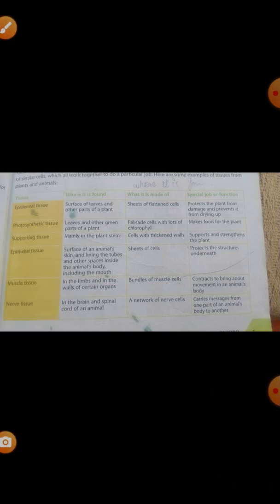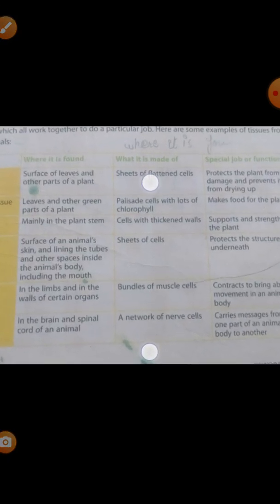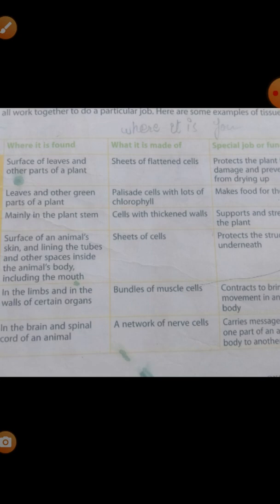Now our next topic is about tissues. Apart from the very simplest organisms, plants and animals are made up of a large number of cells, and cells of the same type usually group together to form tissues. It means that if cells are of the same type, they form a group, and that group is called tissues. A living tissue is made from a group of similar cells, and their work is of one particular job, so they are called tissues.